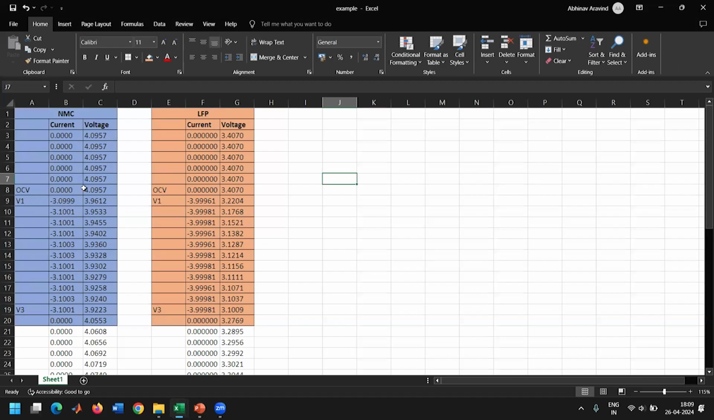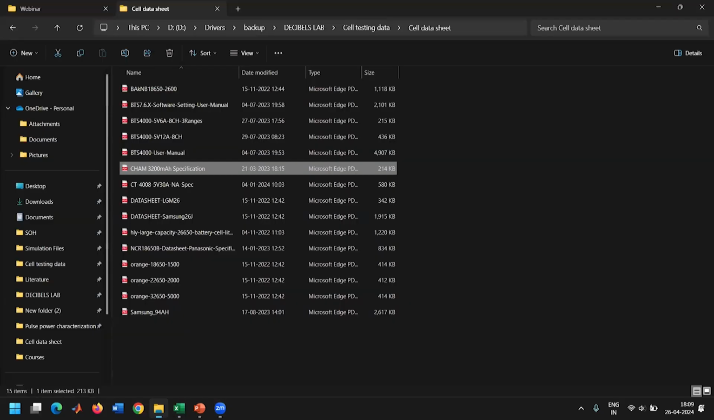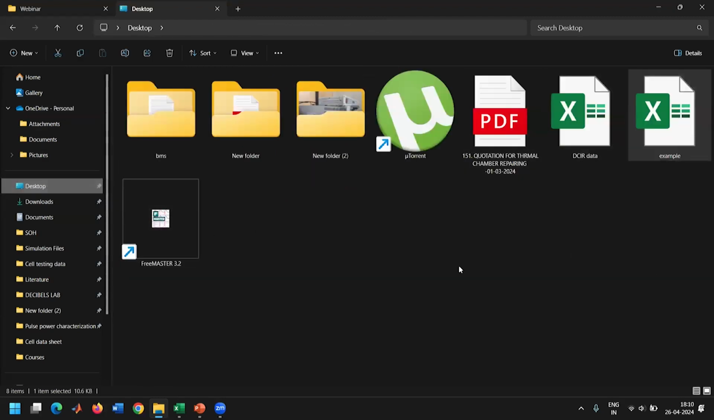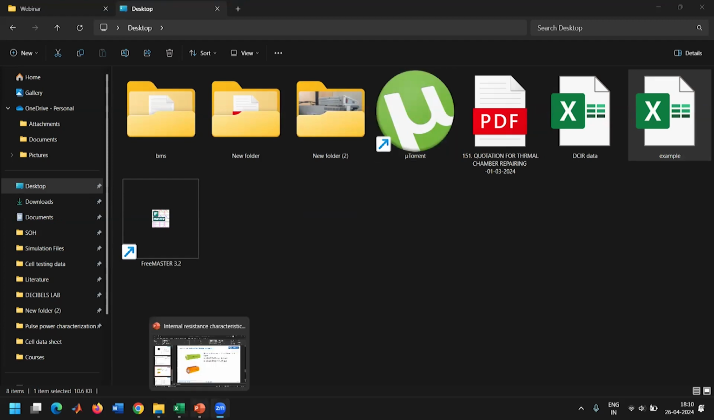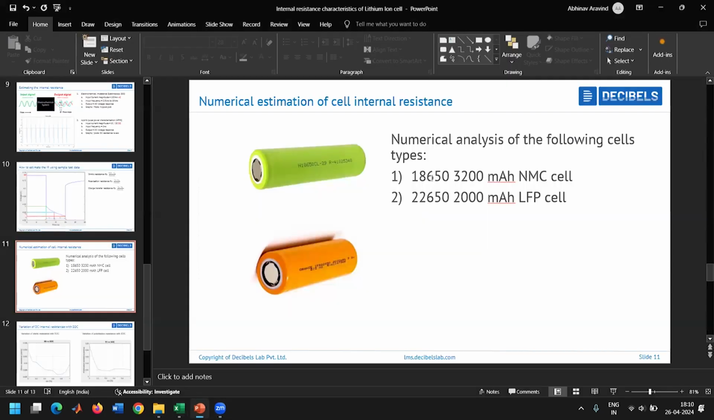So this is an example file, and I'll be sending this example file to everybody. Please give me a minute. I will upload this file. Right. So this example file has now been sent to everyone in this particular session. So please give me a thumbs up if you have received this particular file.